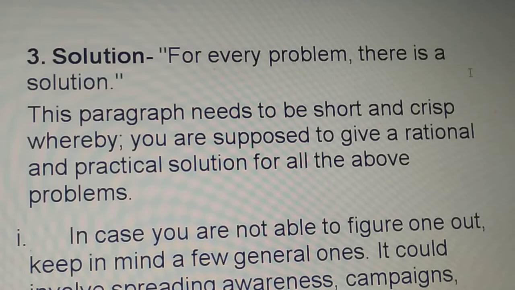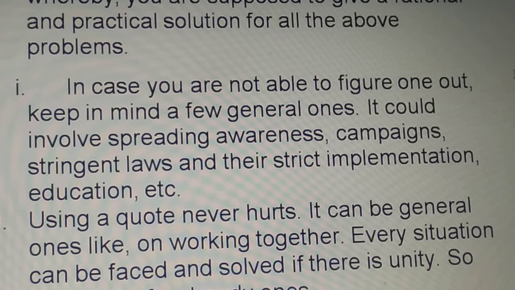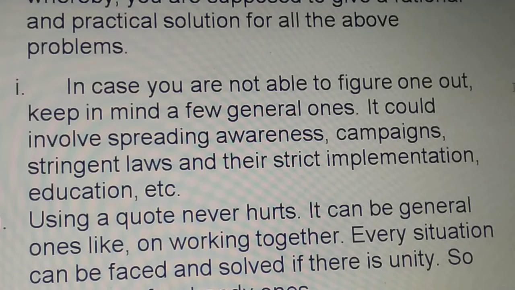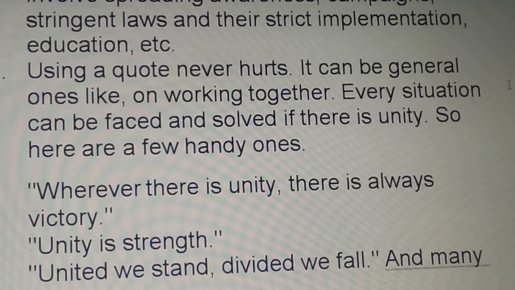This paragraph needs to be short and crisp, whereby you're supposed to give a rational and practical solution for all the above problems. In case you're not able to figure one out, keep in mind a few general ones. It could involve spreading of awareness, campaigns, stringent laws, stringent means strict laws, and their strict implementation, education, etc.